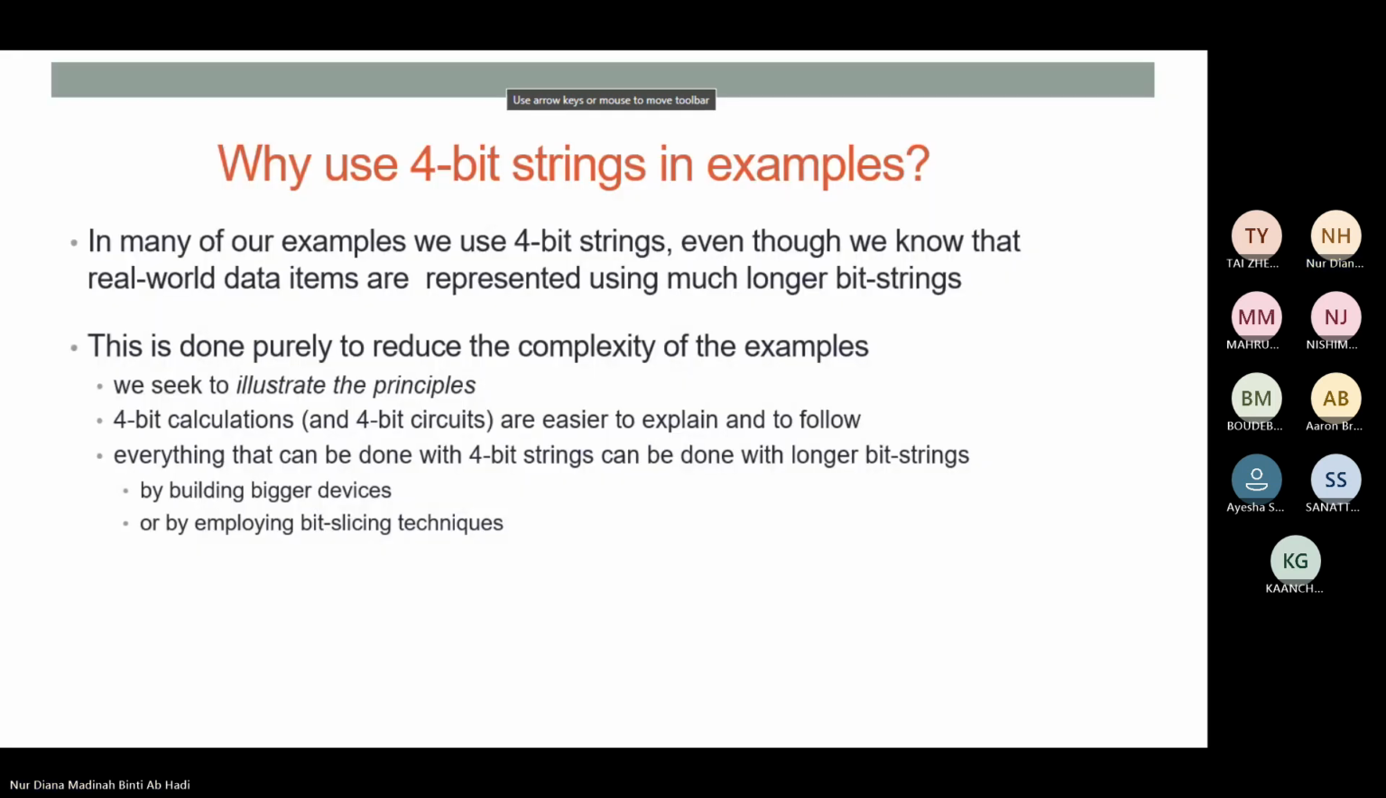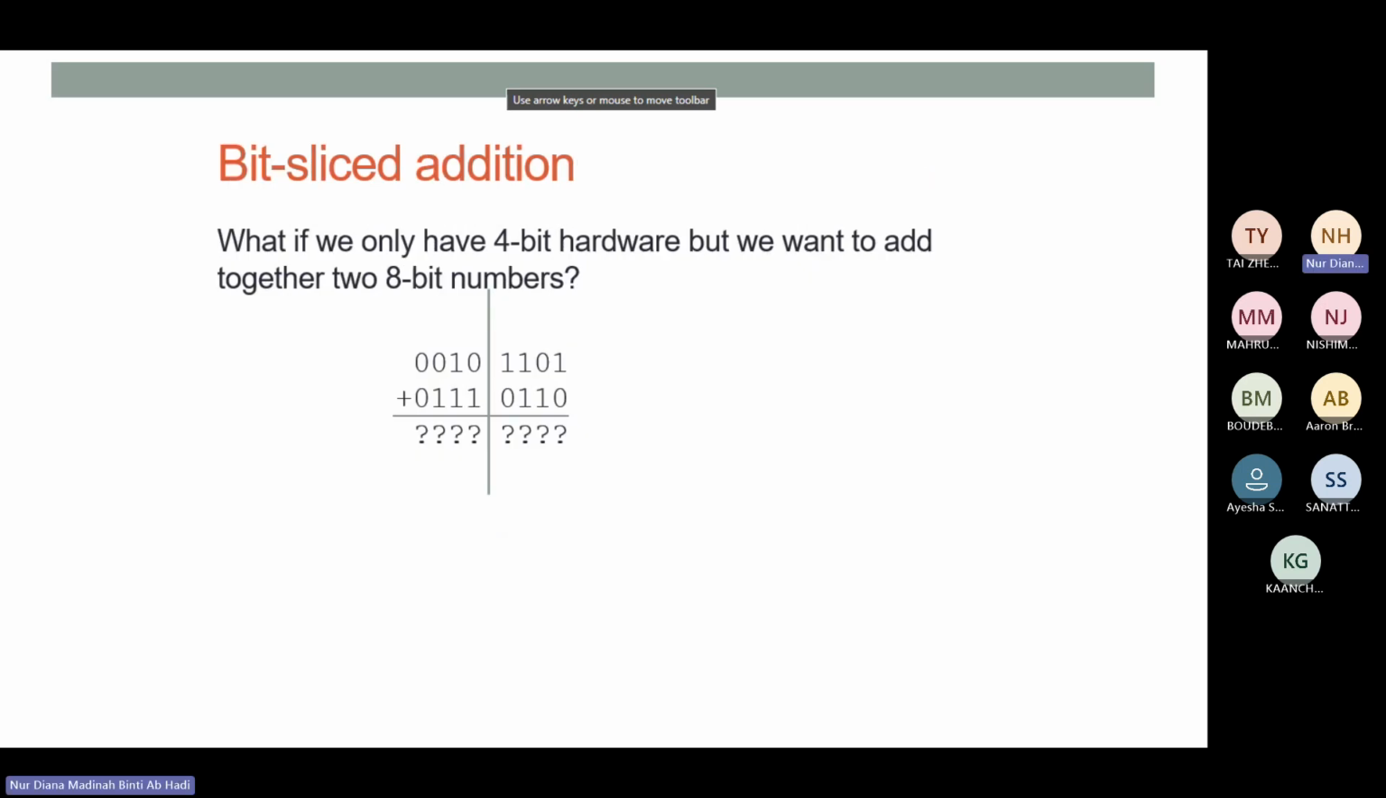So why do we use 4-bit strings in the example? Because real world data items are represented using much longer bit strings. This is done purely to reduce the complexity. So this is when we have 4-bit hardware, but we want to do the addition of two 8-bit numbers. That's why we split them into 4-bit and 4-bit. You can see we do the bit slice addition.